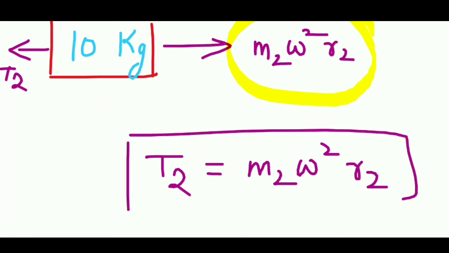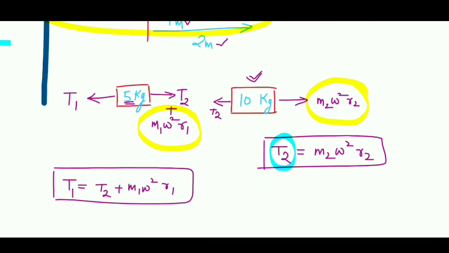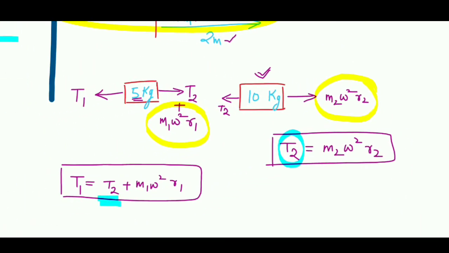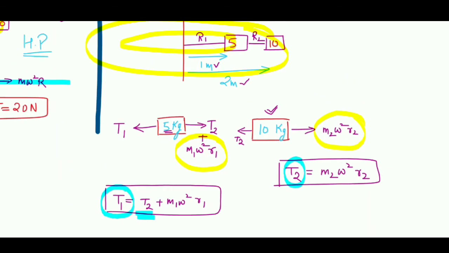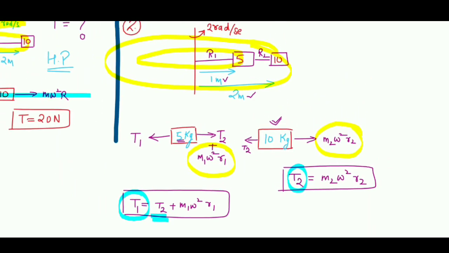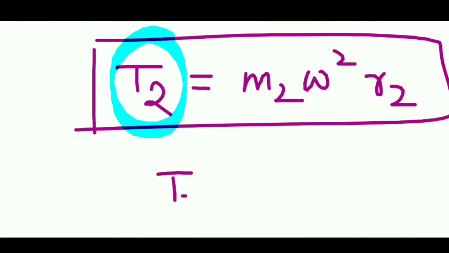So you can get the value of T2 from this equation, then you can substitute it in this equation. So from here you will get the value of T1 as well. Okay, let us solve it completely. So m2 is given 10, omega over here is given 2, so omega square will become 4. So 40 into 2, 80. So T2 will be 80 Newton.